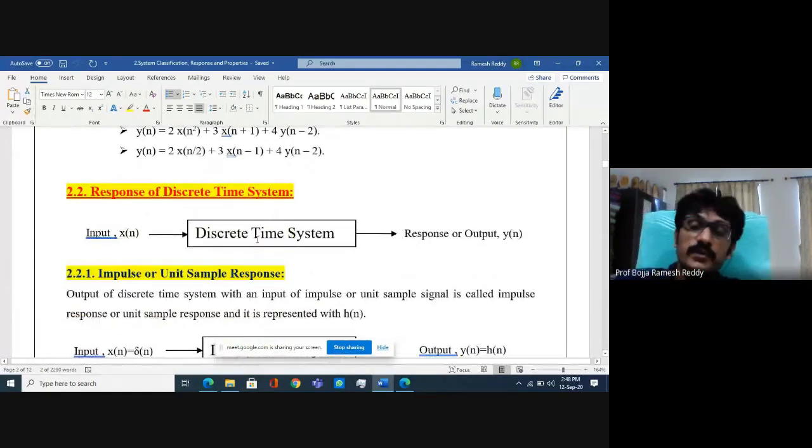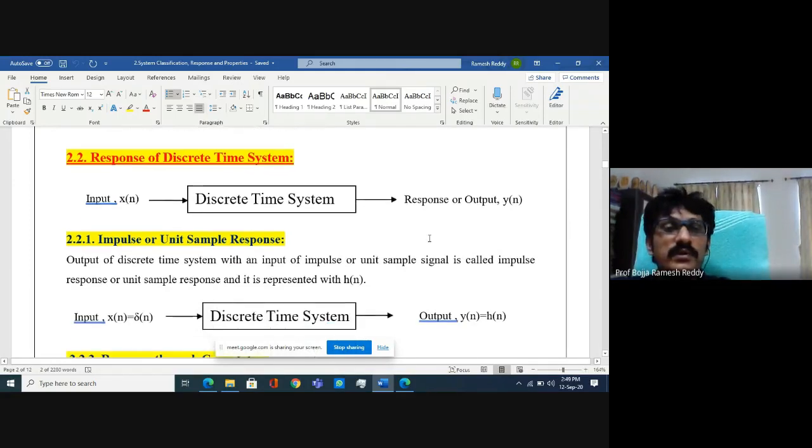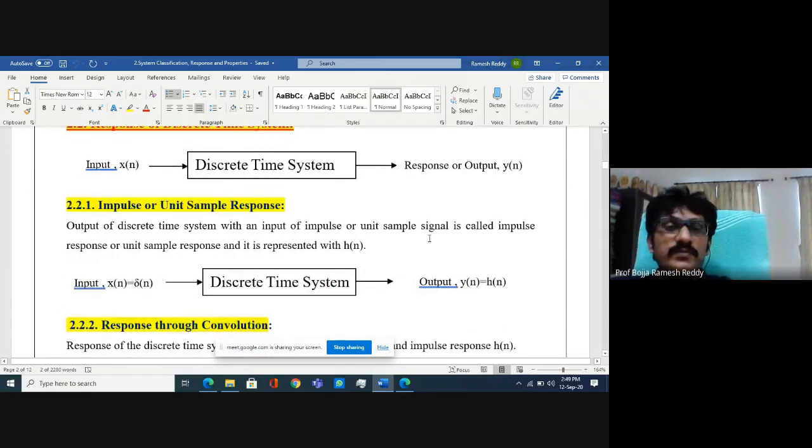Coming to the second topic, response of a discrete time system. Response means the output of any system by applying some input x of n. If you apply some input, automatically you get an output. That output is called the response of a system. Now we'll see what the different responses are.